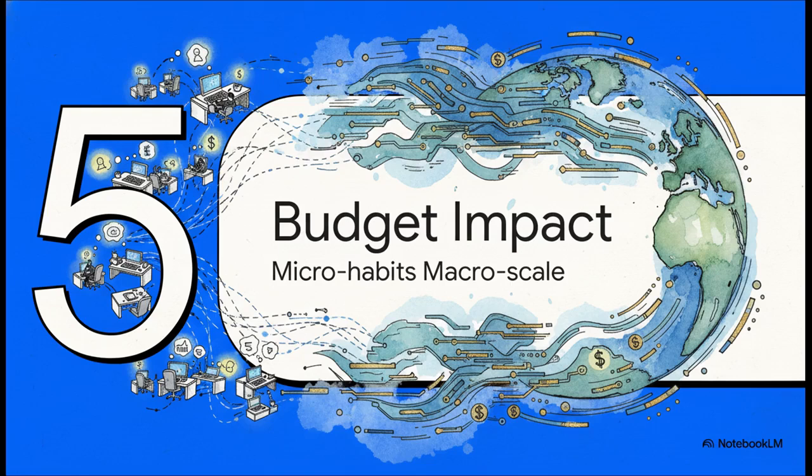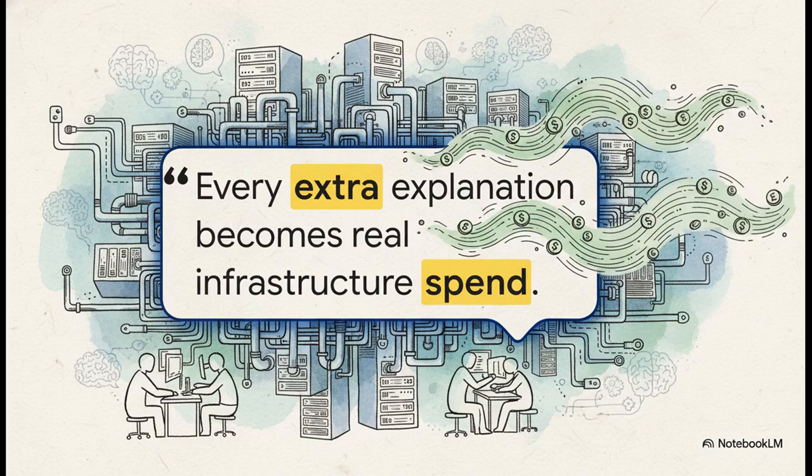Section 5, cumulative budget impact, micro habits at macro scale. So the crucial point is that these individual, momentary choices we make at our desks do not exist in a vacuum. We really have to zoom out here. And this brings us to a stark, incredibly powerful takeaway quote from the source material. Every extra explanation becomes real infrastructure spend. Really think about that. An unnecessary elaboration, a repeated request, an overly sprawling prompt. None of these are just abstract IT issues being handled in a server room somewhere. Your organization's AI bill is the direct, mathematical sum of thousands of daily interaction choices made by hundreds of employees. Basically, your daily habits dictate the invoice.